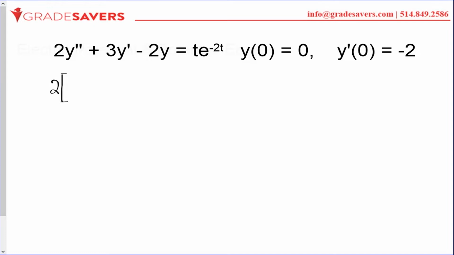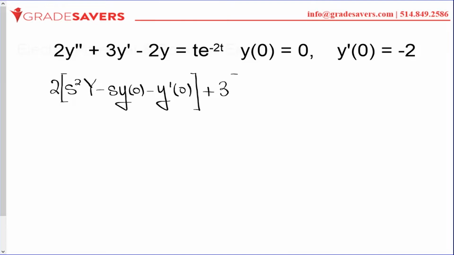So the Laplace transform of y double prime is going to become s squared capital Y minus s little y of 0 minus y prime of 0. The Laplace transform of 3y prime is going to be 3, open bracket, s capital Y minus y of 0. The Laplace of negative 2y is just going to become negative 2 capital Y. And now it's the right-hand side that we need to deal with.